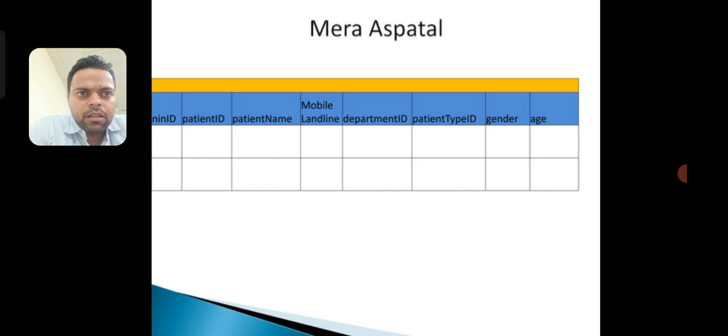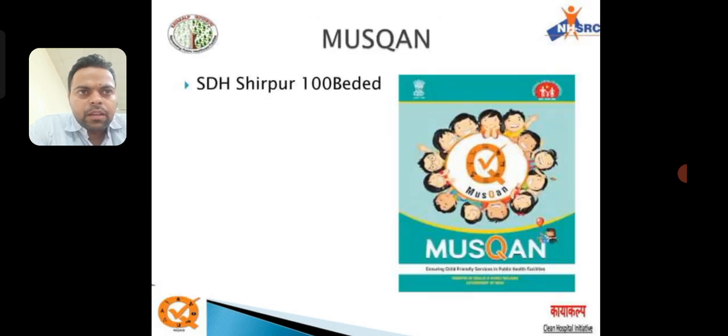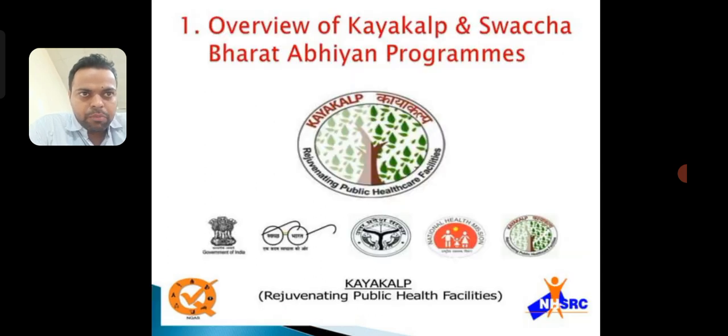It is the hospital proforma like patient ID, name, mobile, department, patient type ID, gender, age, and this is the card as NAQS program Muskan, in which there is a Kayakalp team, that is an overview of Kayakalp and the Swachh Bharat Abhiyan program.